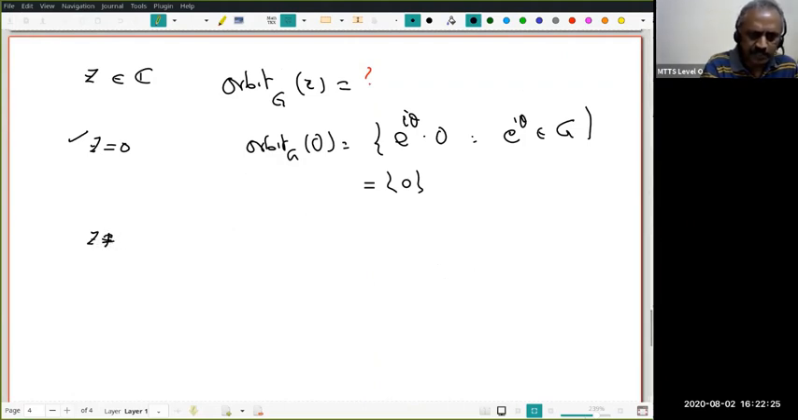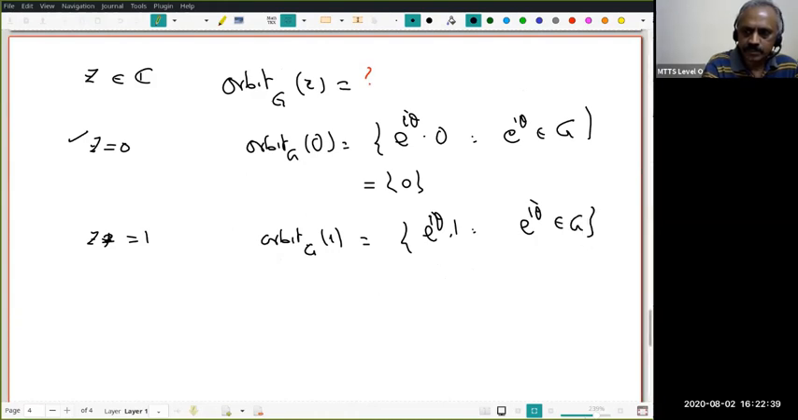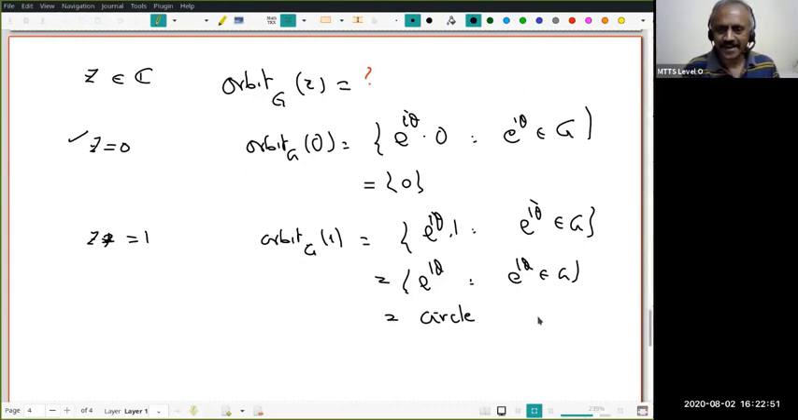If you want, take z equal to 1, the easy case. What is the orbit of 1? This is again e^{iθ} times 1 as e^{iθ} varies over G. But what is this? It is nothing but e^{iθ} as e^{iθ} varies over G, which is the same as saying this is a circle. Now don't say it's a circle group, because group is different, and this is a subset of X, and X is a subset of the complex numbers. Therefore, it is just a circle, the unit circle.